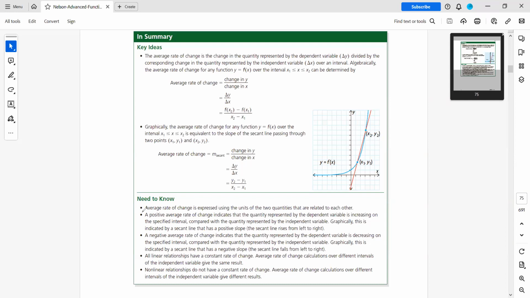All linear relationships have a constant rate of change. Average rate of change calculations over different intervals of the independent variable give the same result, right? This is applicable only for linear dependence or linear functions. Non-linear relationships do not have a constant rate of change. Average rate of change calculations over different intervals of the independent variable give different results. Any questions about the summary of today's class?